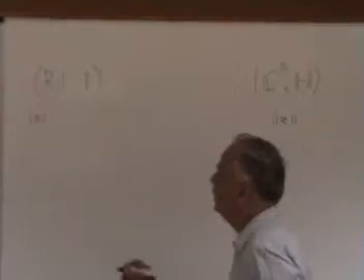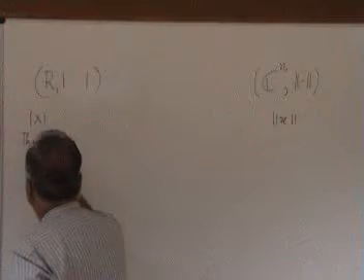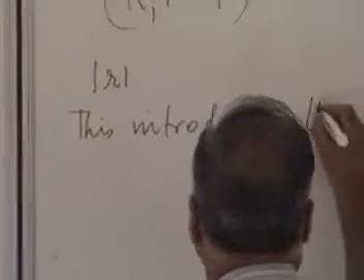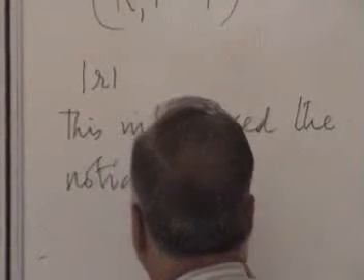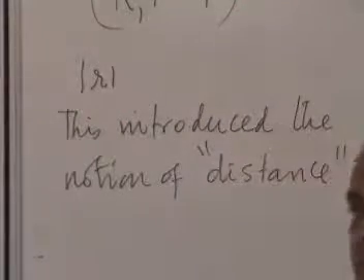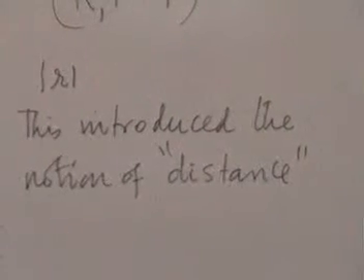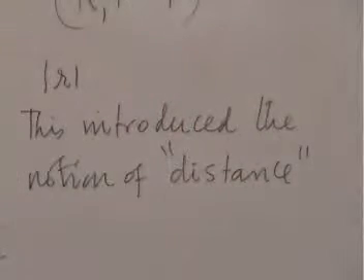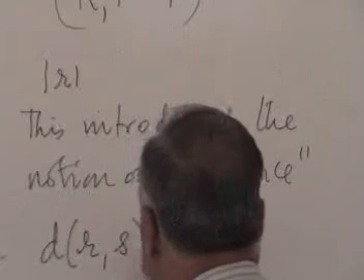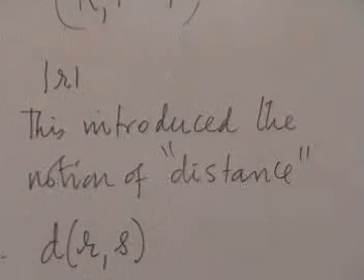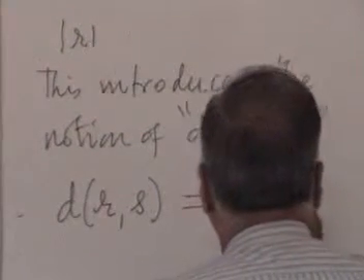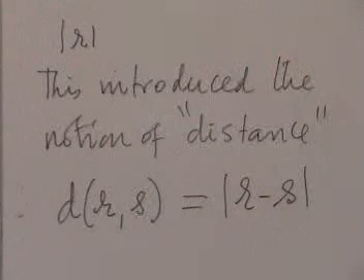Now, immediately this introduces the notion of distance. We did a lot of metric spaces before. What distance does it introduce? If r and s are any two real numbers, the distance is defined as the absolute value, or modulus, of r minus s.